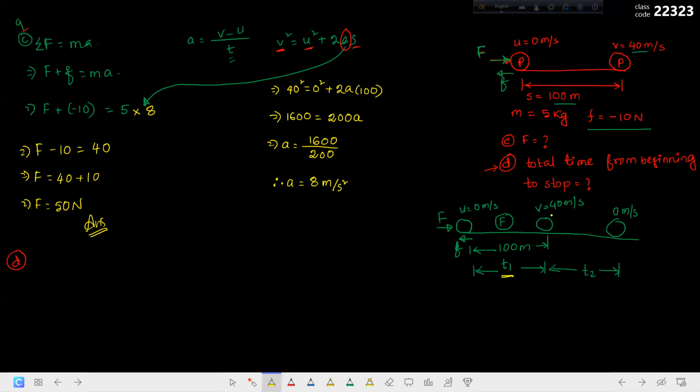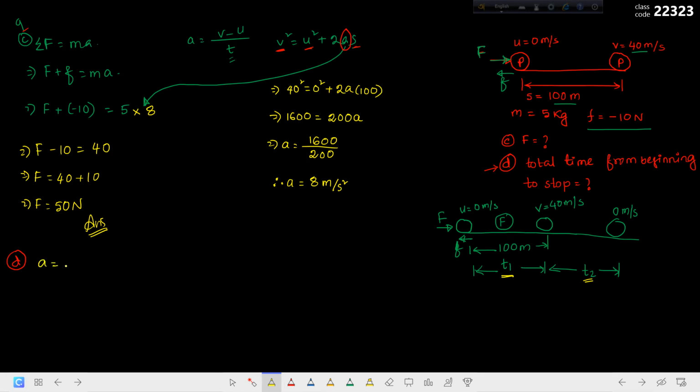And then after the force has stopped working, due to the application of frictional force, the body will come to rest after some time. What is the time required to come to rest? So after finding these two times, T1 and T2, then we will add them up, and that will give us the total time that the journey took from the beginning. Okay. So at first we will try to find out T1. Can we find out T1?